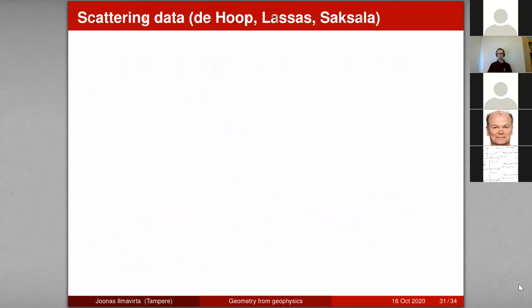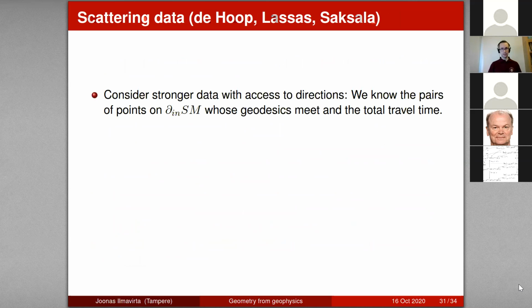For another one, which is scattering with the same folks. What I had previously, I only had arrival times, but maybe I can also measure the directions of the waves coming in or out. So what this would mean is that for any two vectors on the boundary of the manifold, pointing inward from the boundary, we would know whether the two rays starting from them meet, and if they do, we would know the total travel time.